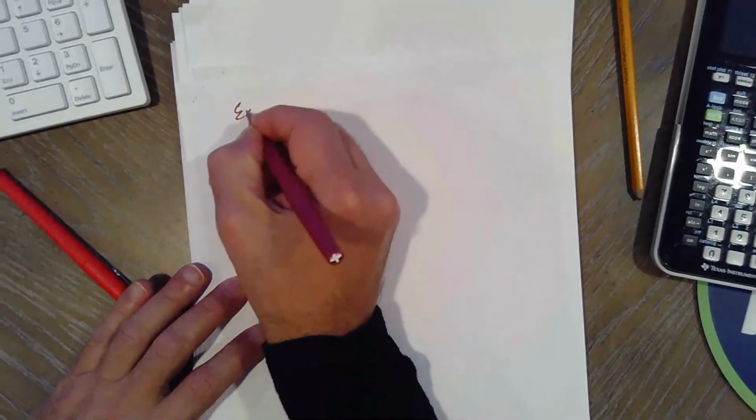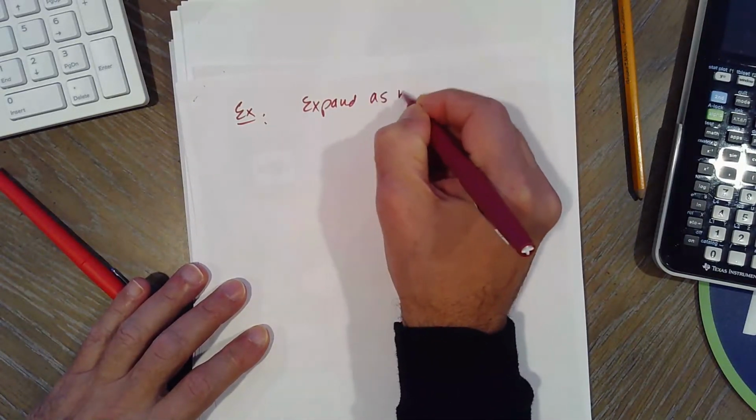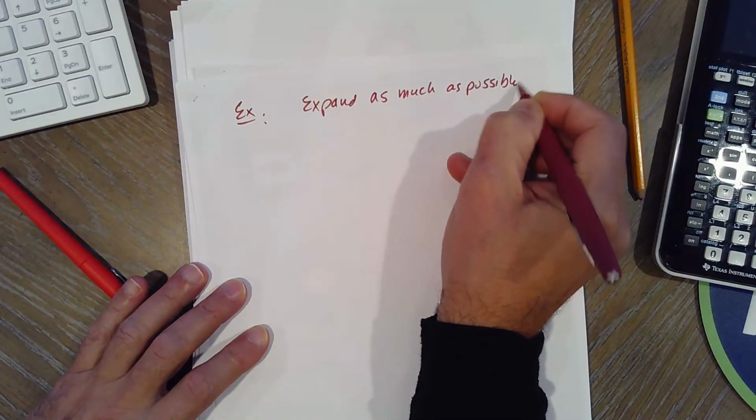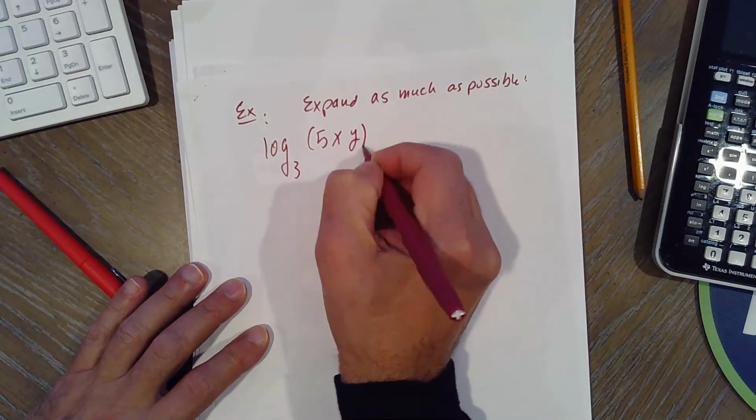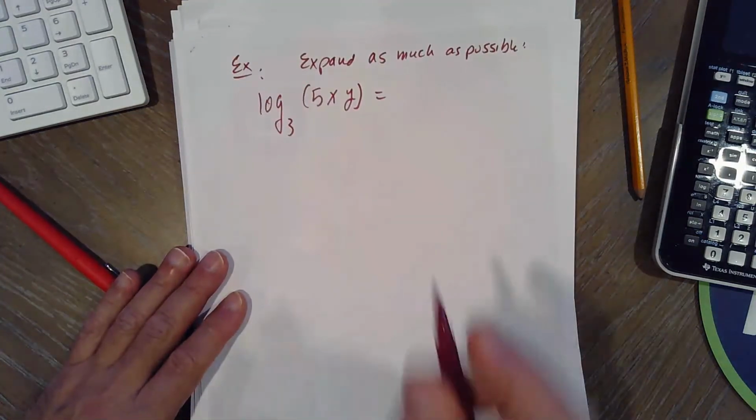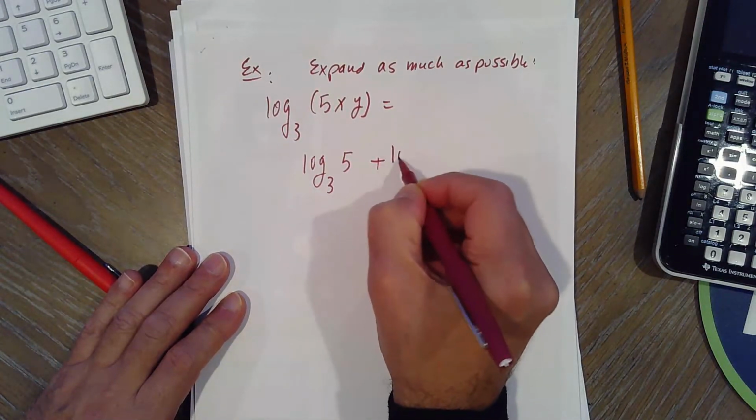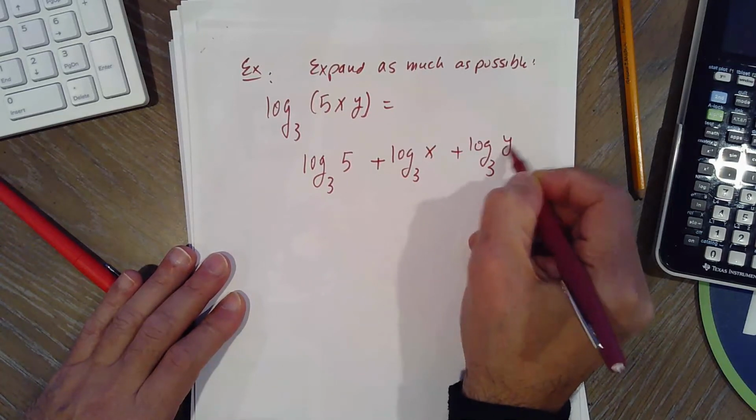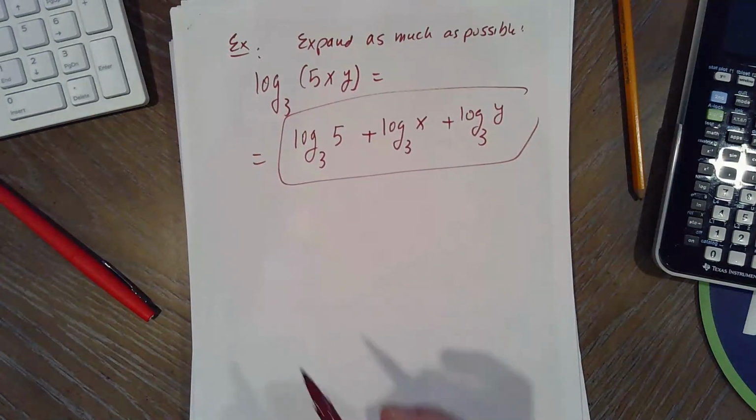And another example, if it says expand as much as possible, and we have log base 3 of 5 times x times y. Again, using the product rule, we can write this as log base 3 of 5 plus log base 3 of x plus log base 3 of y. That's as much expansion as we could do using the product rule.